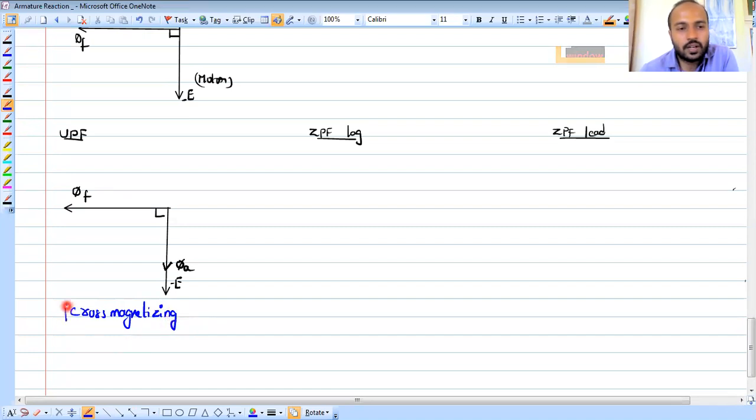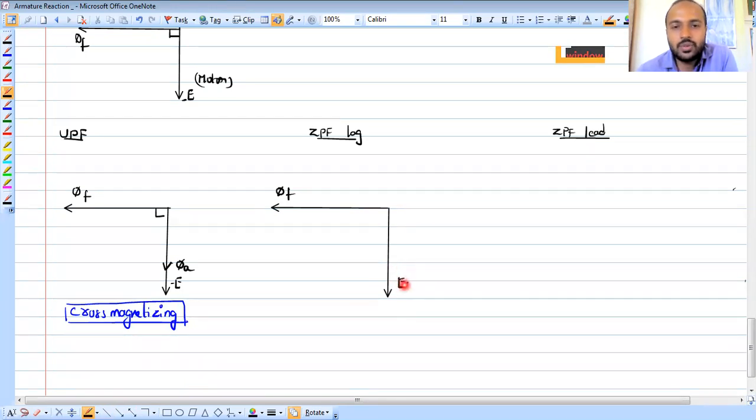Purely cross magnetization. In case of generator also we got the same thing. Okay. Let us move to the ZPF lagging. So in case of ZPF lagging, this is my magnetic field and this is the EMF in motor. So how the armature flux will be? The armature flux needs to lag this induced EMF by 90 degrees.